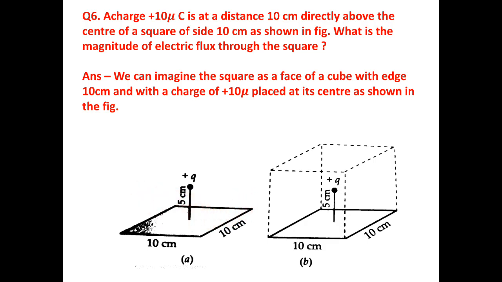Okay, we can imagine the square as a face of a cube with edge 10 cm and with a charge of plus 10 microcoulomb placed at its center as shown in the figure. So here you can see it is 10 microcoulomb. The C is missing over here, so it should be considered as plus 10 microcoulomb, placed at the center as shown in the figure.